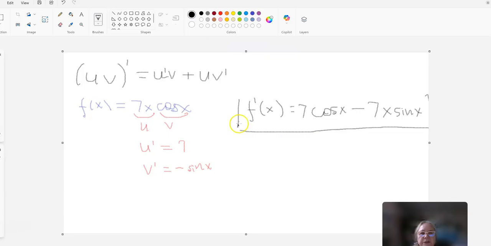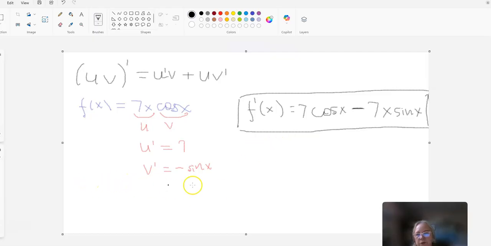If you need to continue and find the second derivative, you will apply the derivative of a sum. So you differentiate each of the parts here. Even though it's a difference, we still use the derivative of a sum. If you're interested in reviewing these rules, they're in section 3.3 in the textbook.